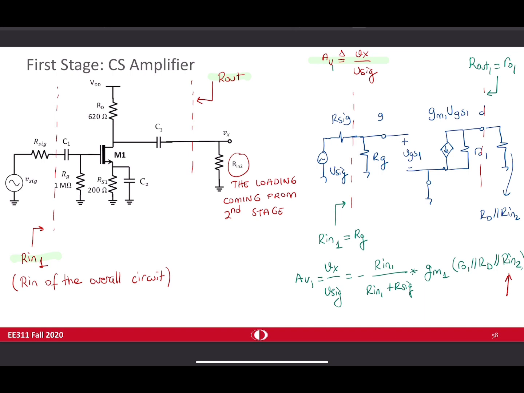When we are dealing with the second stage, the other parameters are all known. You know about Rin1, which is Rg. We know R signal. Gm1 is known. We find it in the previous slide. Ro1 is known. Rd is known. If you find Rin2 in the next slide, then the first stage gain is okay. You find the first stage gain.